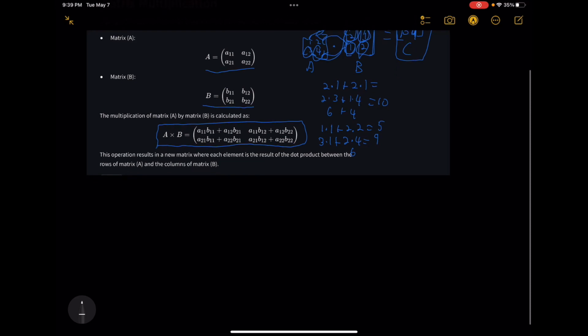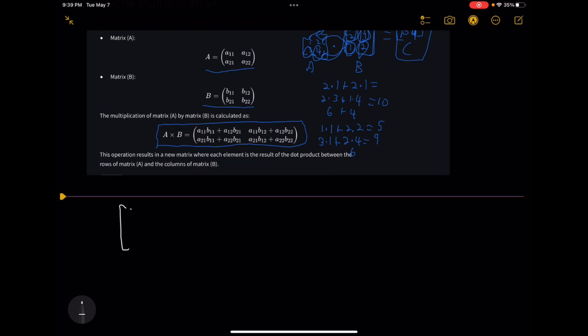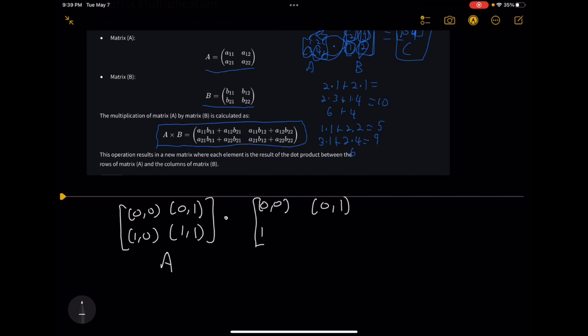So basically, we have a matrix where these are the positions of each value in the matrix: 0,0; 0,1; 1,0; and 1,1. We'll call that A, and we want to multiply it with B, which is made up of the same positional values. Doing it like this will show us what the algorithm is actually doing. So this is B, and we want to find out what C is.